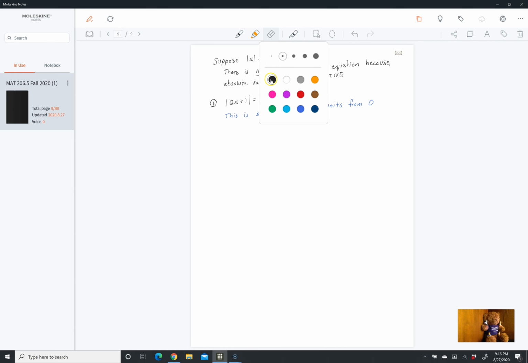So what does that mean? We actually have 2 possibilities for 2x plus 1 because there are 2 numbers that are 6 units from 0. Either 2x plus 1 equals 6 or 2x plus 1 is equal to negative 6. So we have 2 equations that we're solving. All absolute value gives you 2 equations unless there's no solution because it's negative, okay? So now we just have to solve these 2 equations. And we could actually do it simultaneously. We're subtracting 1 from both sides in this equation and from both sides in this equation.